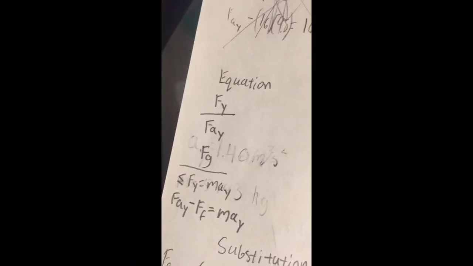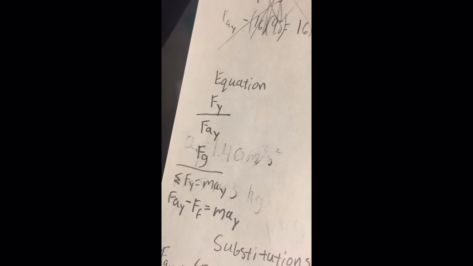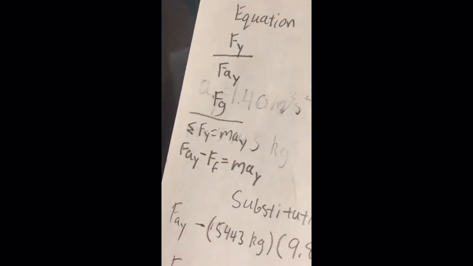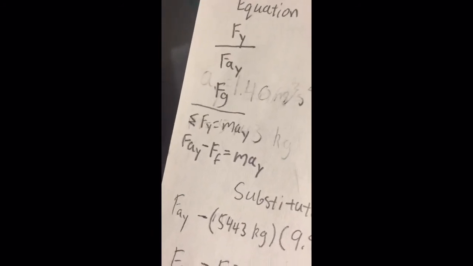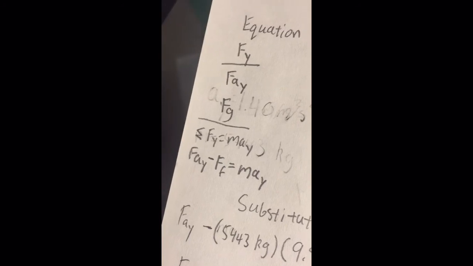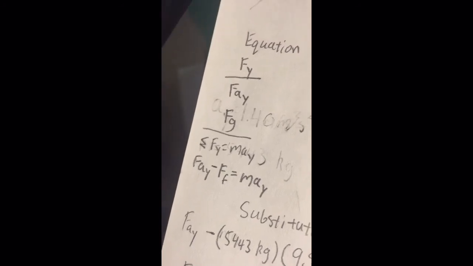We start by showing that force applied on the y-axis and force of gravity are the only forces on the y-axis. Our equations show that the total force on the y-axis is equal to mass times acceleration on the y-axis, and mass times acceleration on the y-axis is equal to force applied on the y-axis minus force of friction.